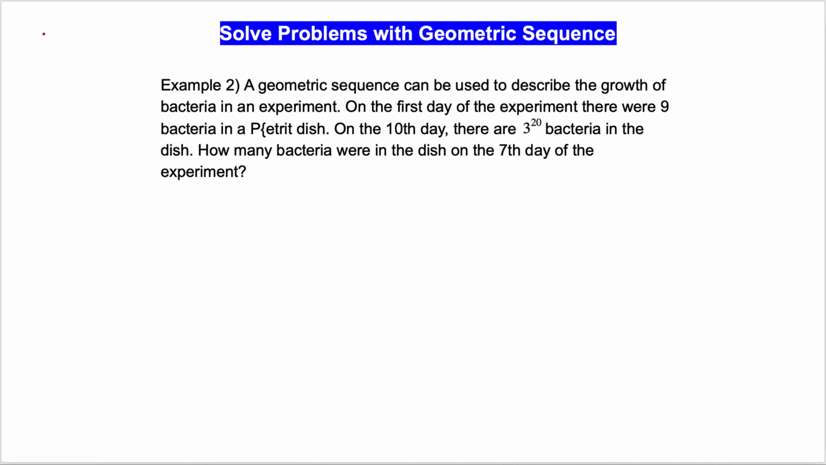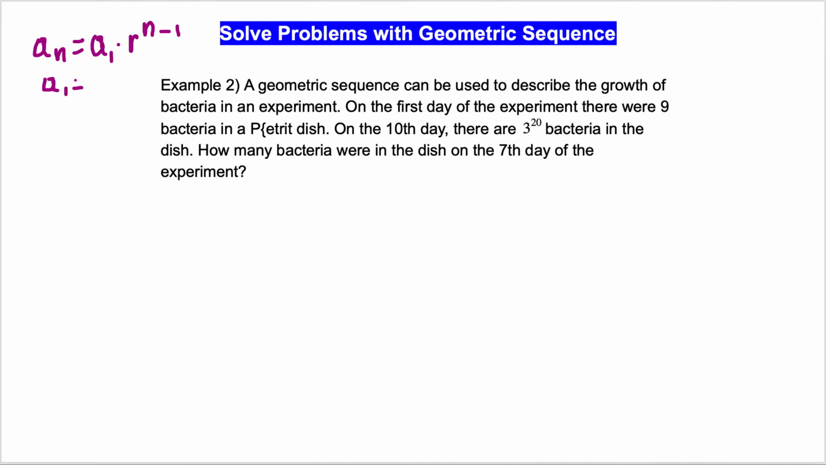So first of all, let's use the explicit formula for the geometric sequence. Let me write the formula here so we don't have to look back anywhere. A sub n is equal to A sub 1 times R, the common ratio, to the power n minus 1. Here, on the first day, there were 9 bacteria. A sub 1 represents the first term, how many bacteria were in the petri dish on the first day.